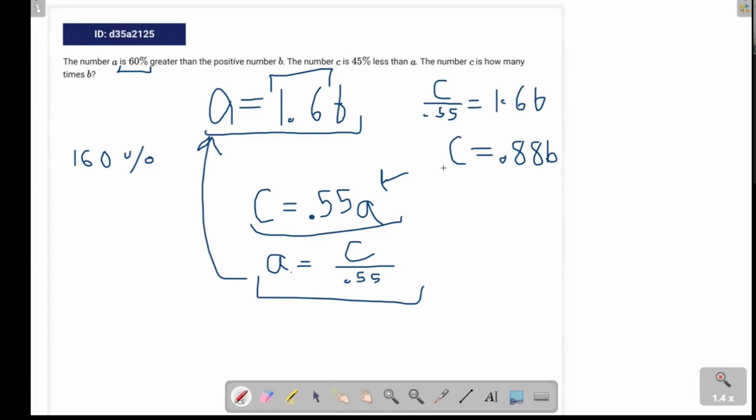You're going to get C is equal to 0.88 times B. So you're going to see that C is 0.88 times B. So the number C is how many times B, and that's just going to be 0.88. It's kind of a mouthful saying it all, but our answer is going to be this. Are you still confused? If so, what part is it?